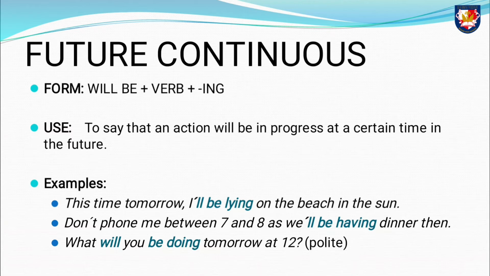Example, number one, this time tomorrow, I'll be lying on the beach in the sun. Number two, don't phone me between 7 and 8 as we'll be having dinner then. Number three, what will you be doing tomorrow at 12? These examples show that the action will be in progress at a certain time.